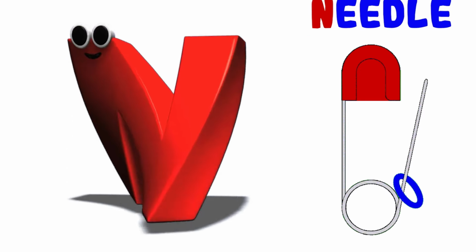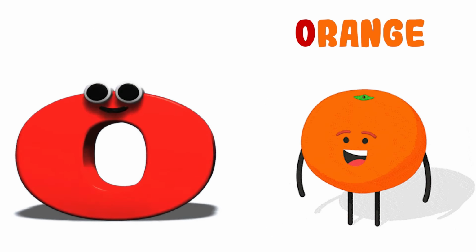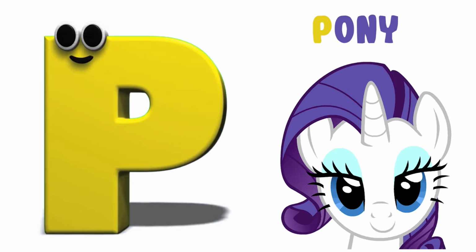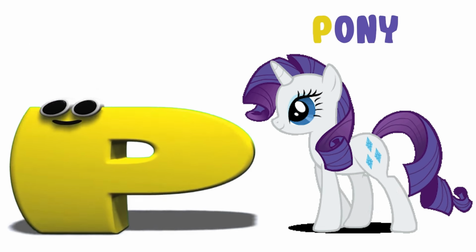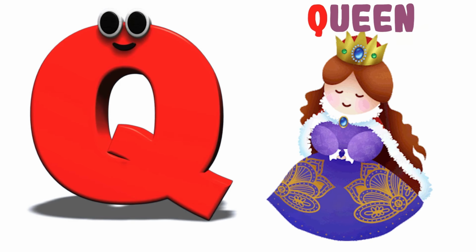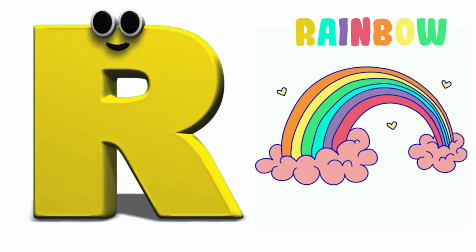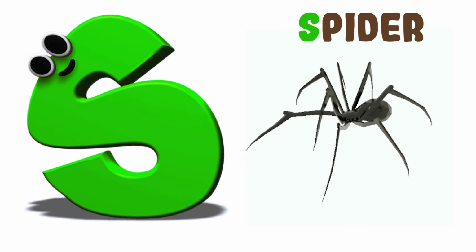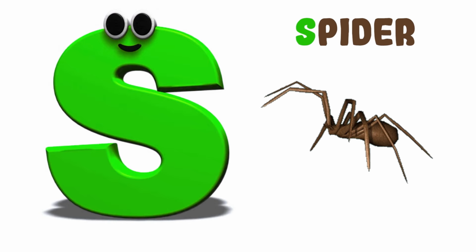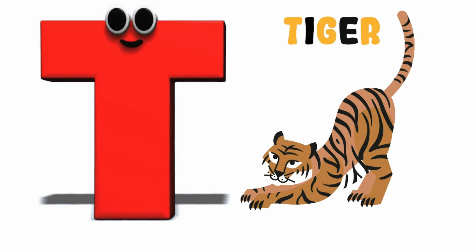Needle. N, needle. O is for orange, orange. O, orange. P is for pony, p, p, pony. Tiger, tiger, T, tiger.